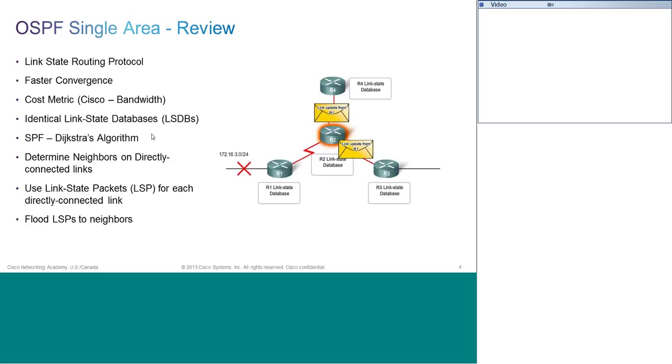OSPF places the best routes in the forwarding database, which is used to make the routing table. OSPF uses link state packets to establish and maintain adjacencies and exchange routing updates. LSPs represent the state of a router and its links to the rest of the network.